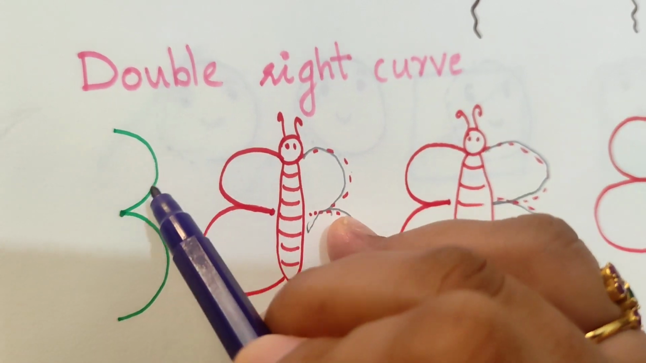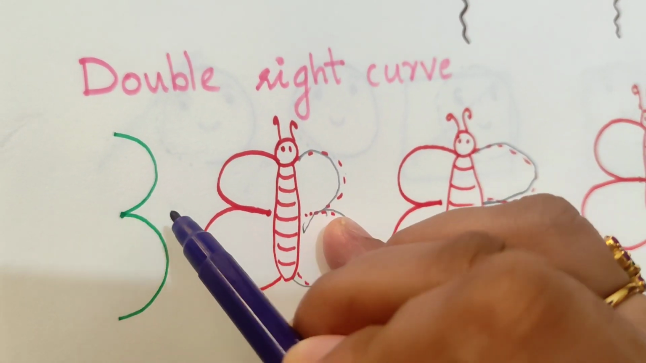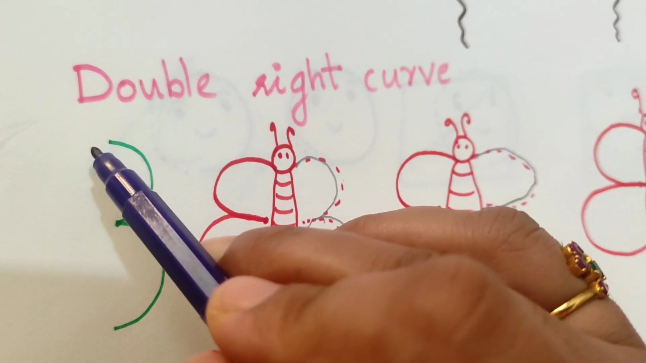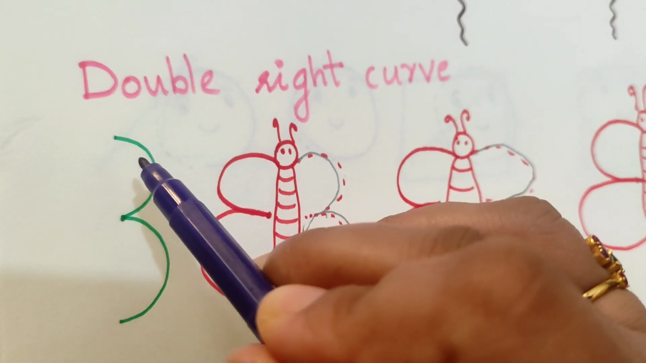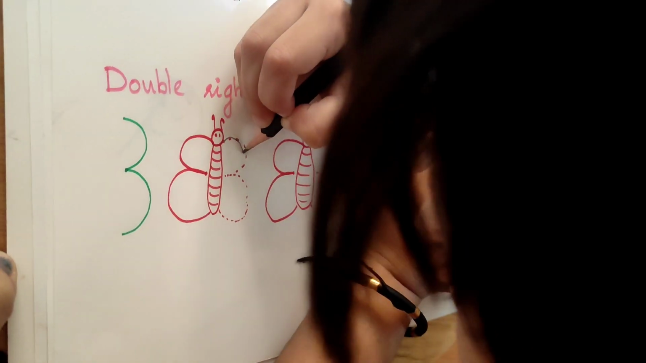Right curves. First one, and then the second one. Two right curves, first one and then the second one. Very good, guys.